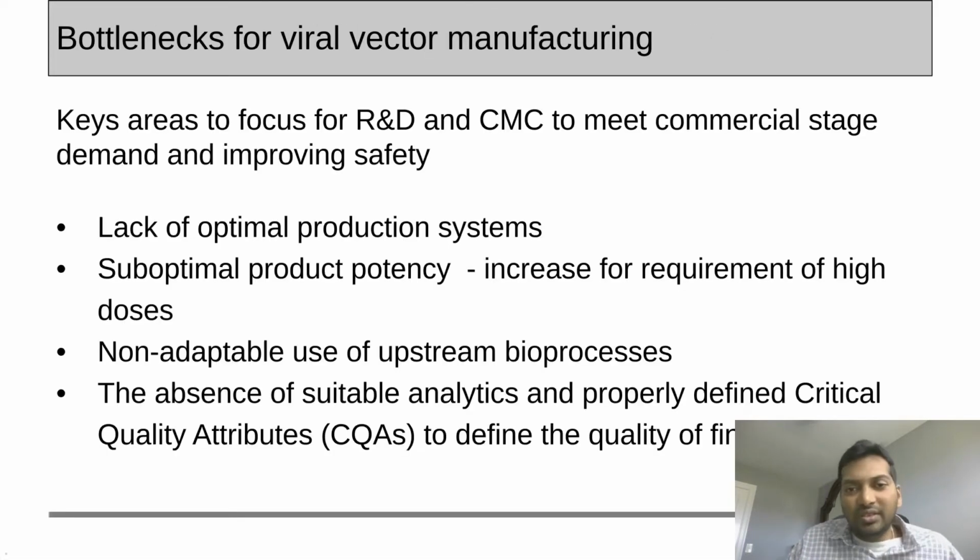The key areas where the bottlenecks happen are the areas where R&D and CMC have to come together to meet commercial stage demand for viral vectors and produce a safer product. The key areas where R&D or CMC focus a lot with the current state of cell and gene therapy products, the first bottleneck, would be the lack of an optimal production system.